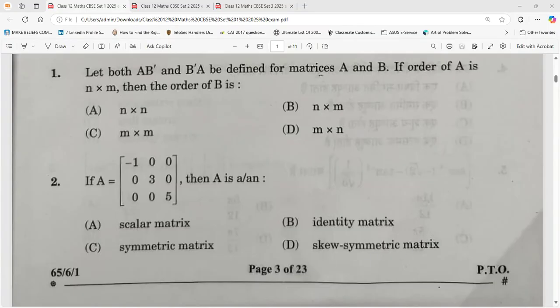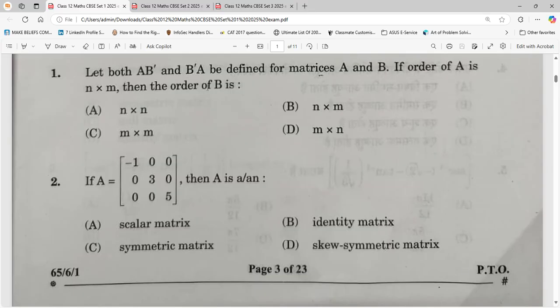In this video, we're going to discuss the MCQ questions of Class 12 CBSE board exam, all three sets: set 1, set 2, set 3. We'll get started with set 1. So B dash A are just A and B.